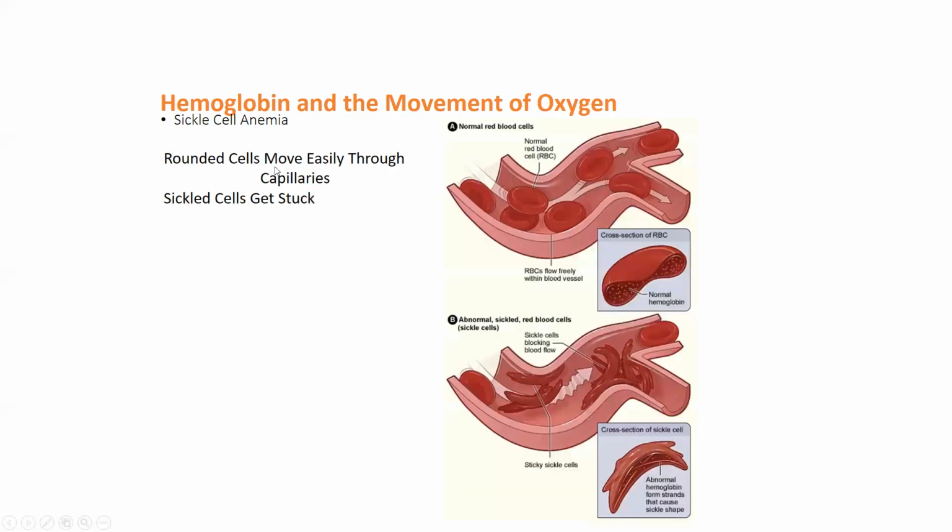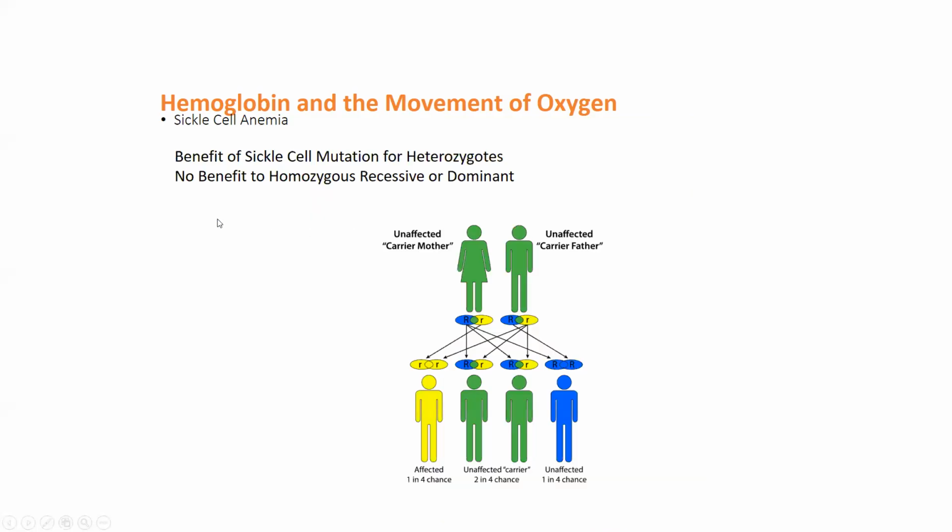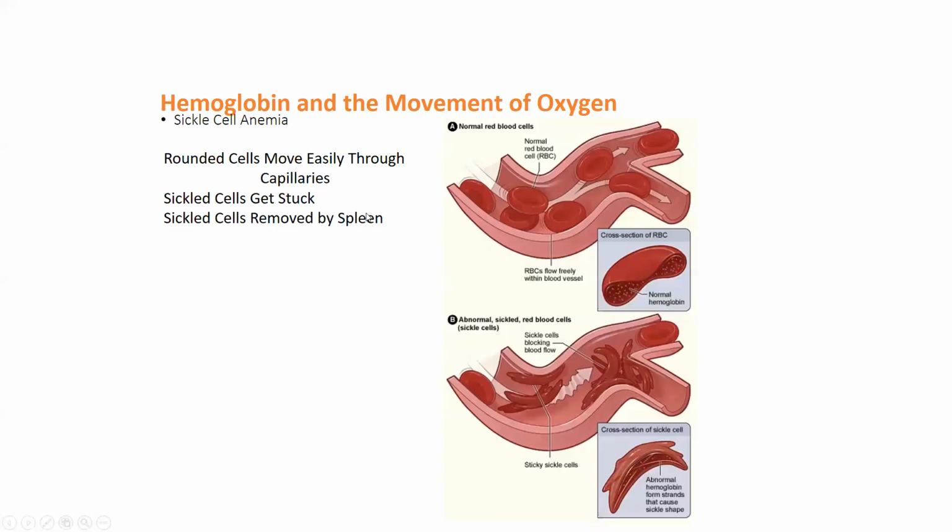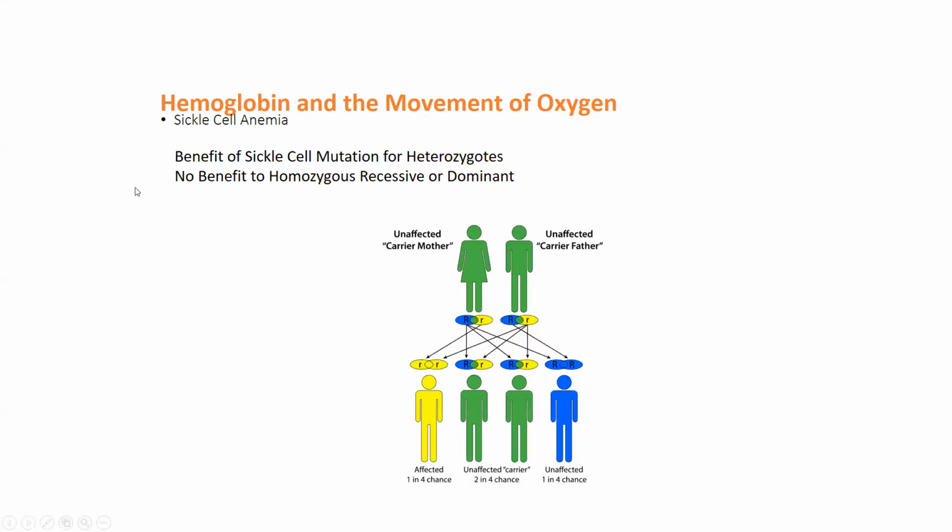So the rounded cells move easily through the capillaries. So that's for a normal red blood cell. It moves through. But the problem is the sickle cells, they start to sickle and aggregate, and they clog the blood vessels. So the sickle cells are removed by the spleen and destroyed by the spleen. That's why the spleen is the graveyard of the blood vessels.